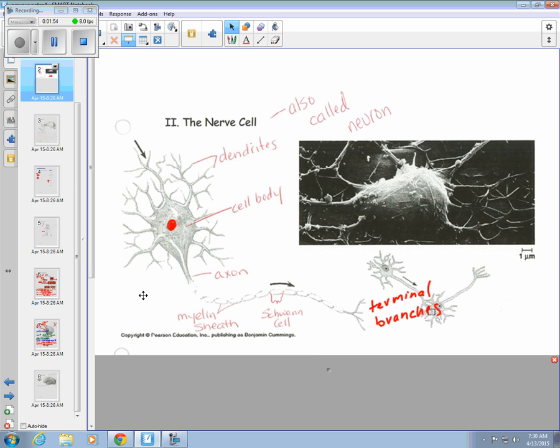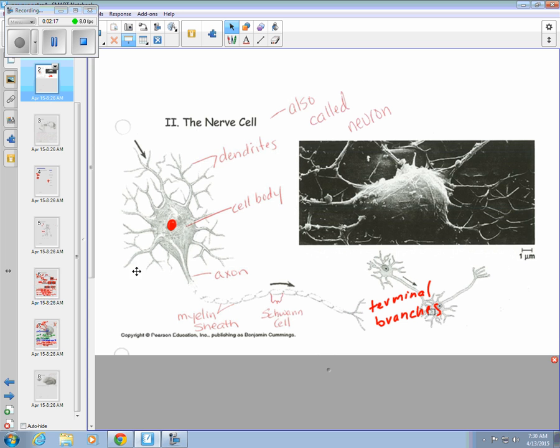A neuron or a nerve cell is a cell just like any other cell in your body, but it has a very specific shape, and its shape determines its function. Just like the shape of an enzyme determines its function, or the shape of a protein determines its function, the shape of this cell determines its function. And some of the structures that you need to be very familiar with.